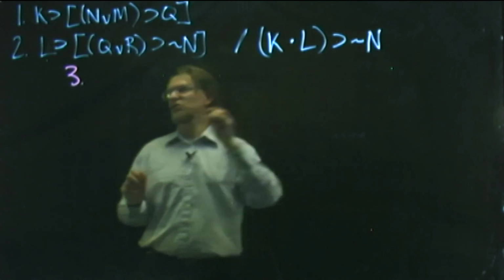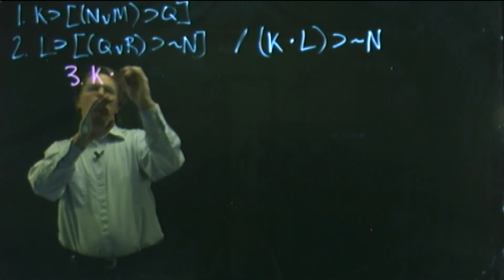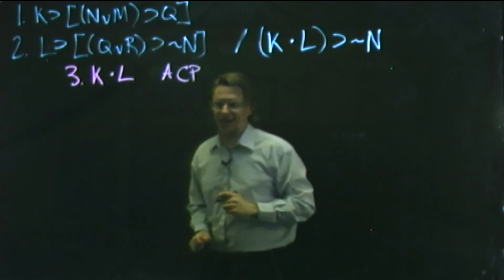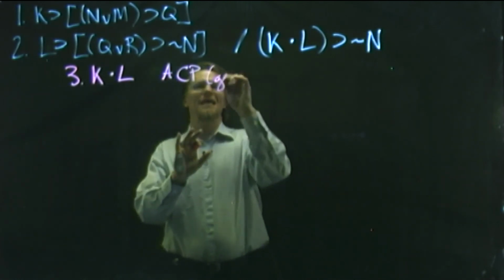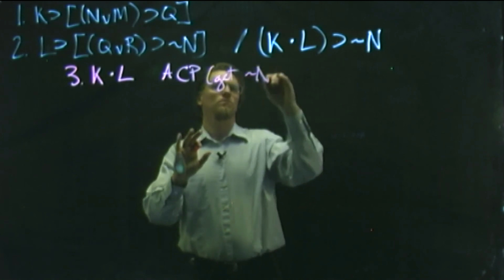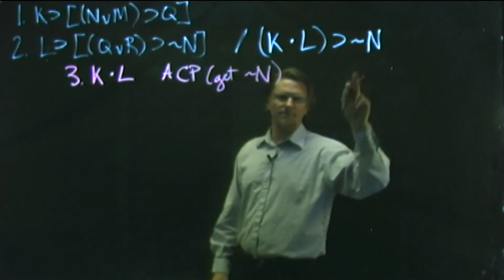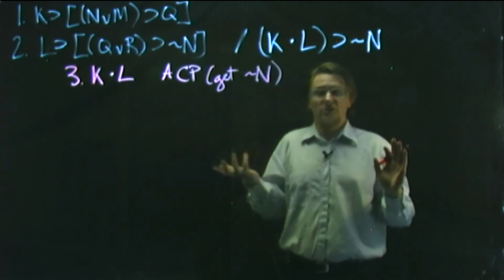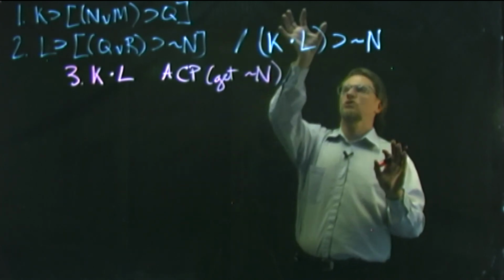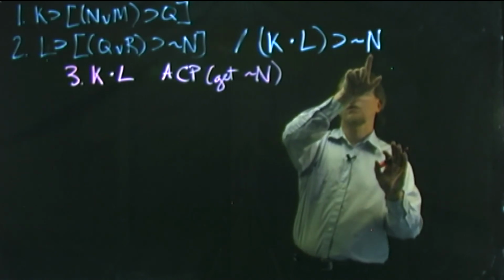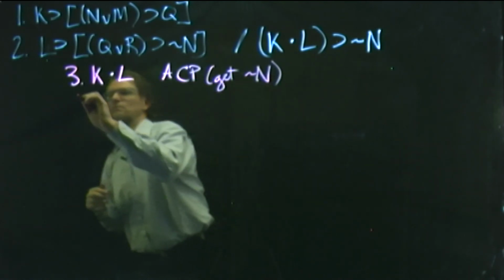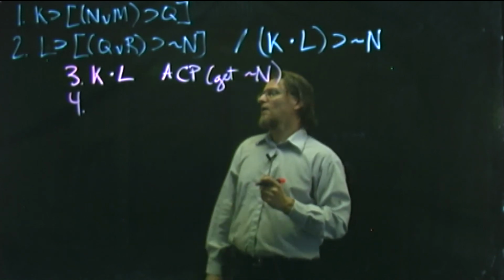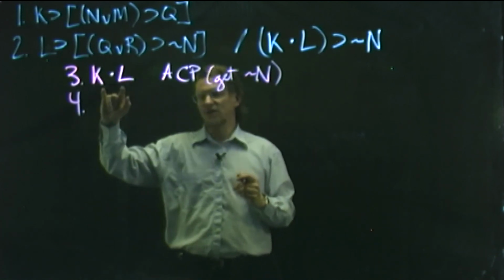And so we're going to assume K dot L in order to get tilde n. We're going to assume K dot L in order to get tilde n. That's how we would set up a conditional proof here, right? You assume the antecedent in order to get the consequent. And so this would be a good review of conditional proof as well. So we have our assumption here.